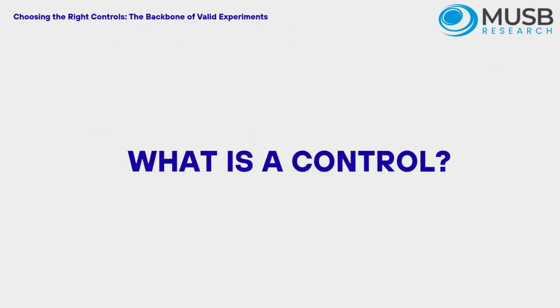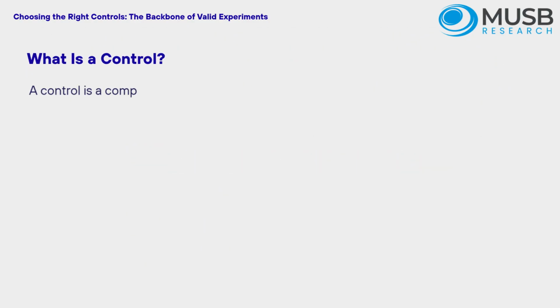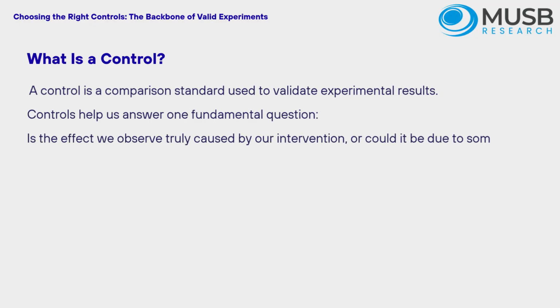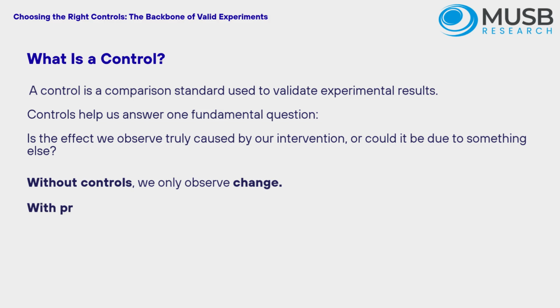What is a control? A control is a comparison standard used to validate experimental results. Controls help us answer one fundamental question: is the effect we observe truly caused by our intervention, or could it be due to something else? Without controls, we only observe change. With proper controls, we can establish causality.